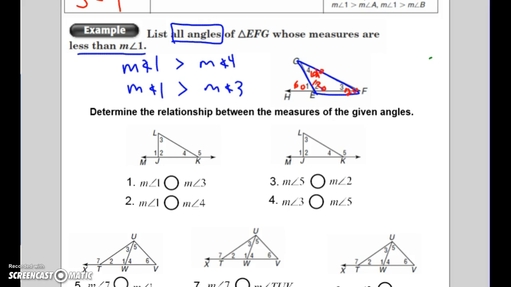It could be. It doesn't have to be. Because I could absolutely draw a triangle like this where this was 110, which would mean this would be 70. And so this one could be 30, and this one right here would have to be 80. Then all three of them would be less than the exterior. So it's possible for all three, but you will always have your remote interior less than your exterior. Make sense? Okay. So now I want you to try 1, 2, 3, and 4.